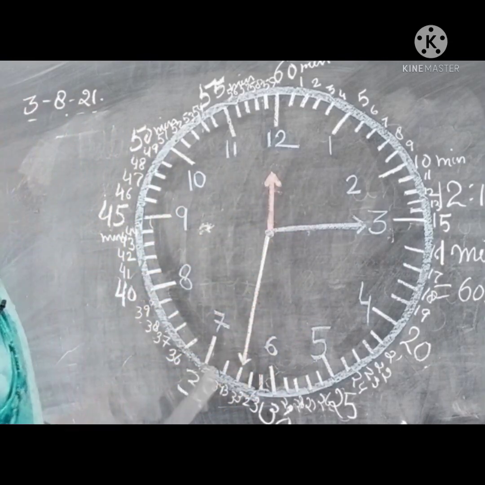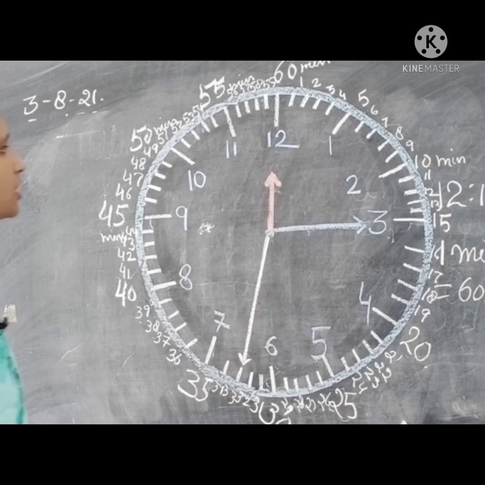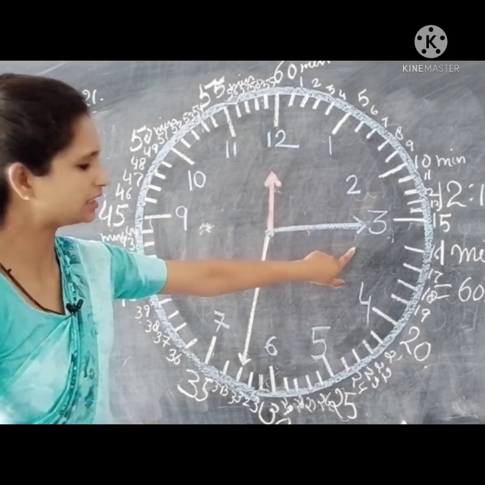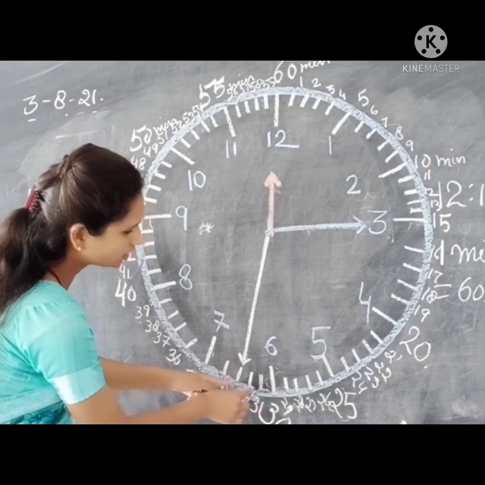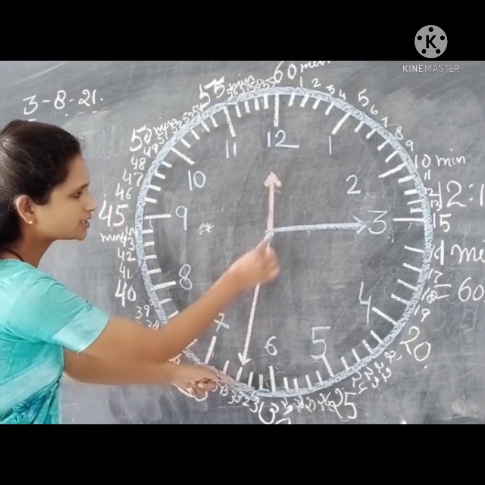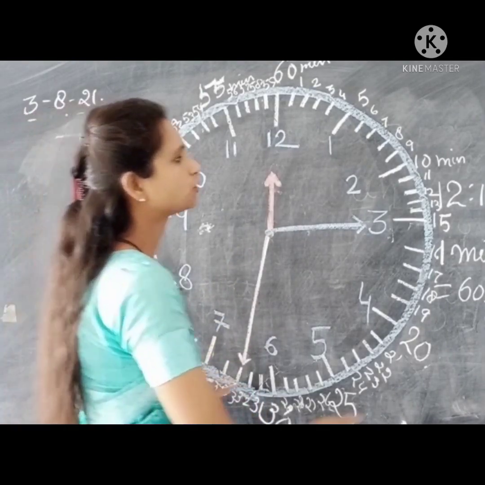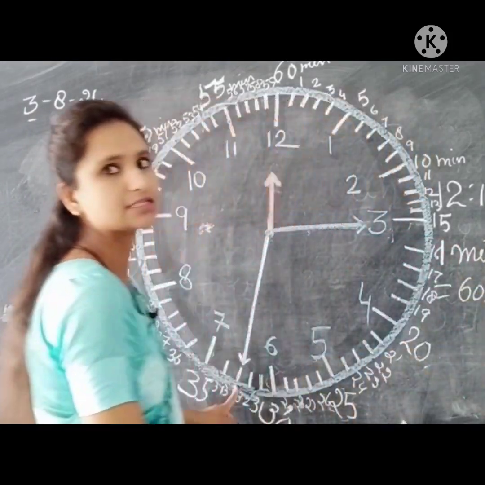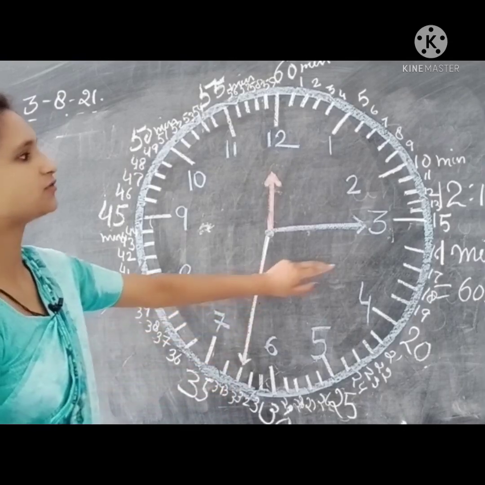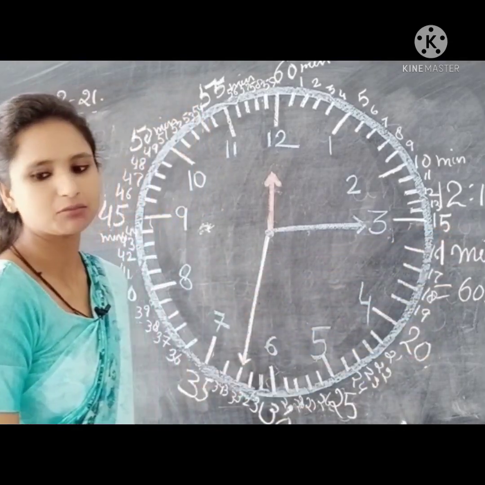Now we can easily tell time here. It is 12 hours 15 minutes and you have to count these subdivisions also: 30, 31, 32 and 33. The seconds hand is at 33. So 12 hours 15 minutes and 33 seconds. In this way you have to count the timing.